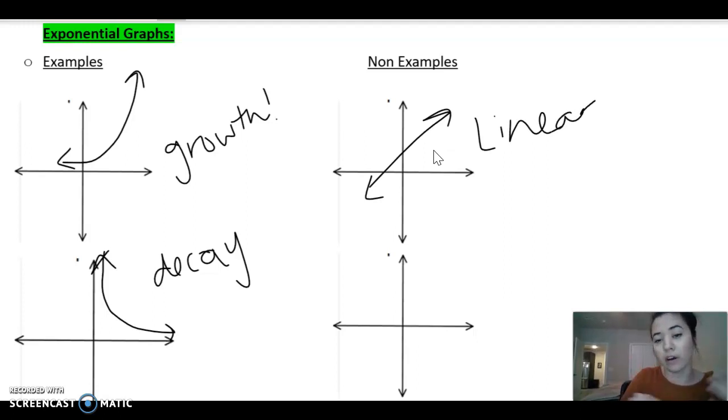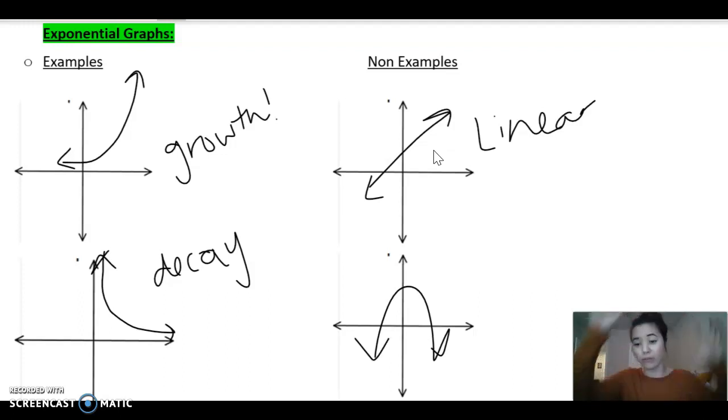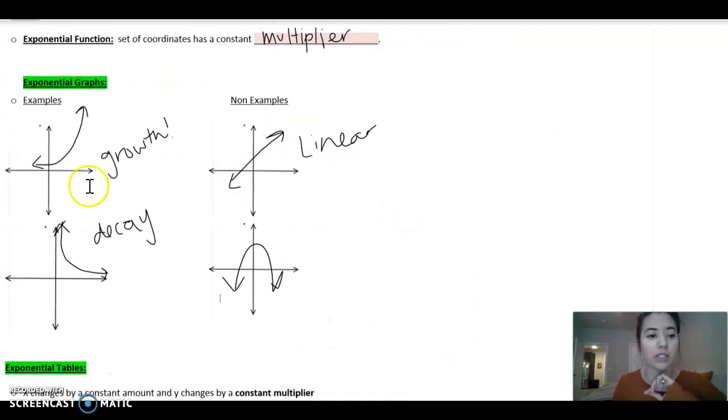Non-examples would be the lines that we've studied. That would be a linear function. And then one that you'll learn next year looks like this, or you could flip it around and make it look like a U. That word is quadratic. So that's for next year. But again, today we're just focusing on exponential and linear.